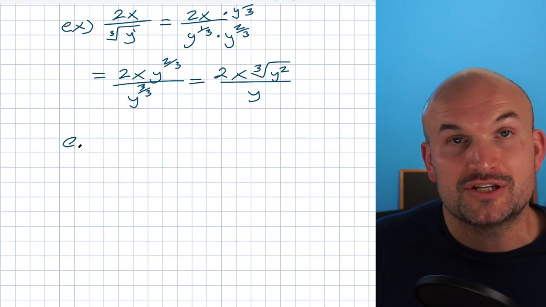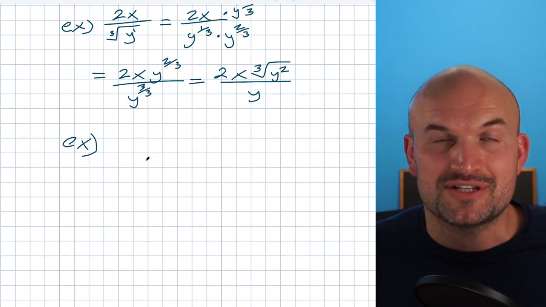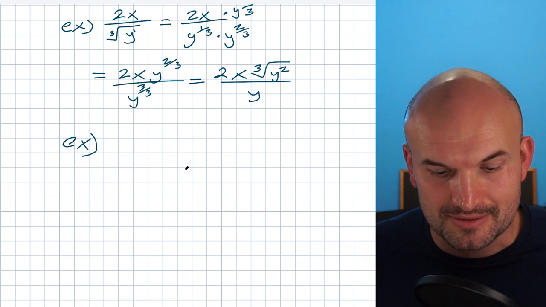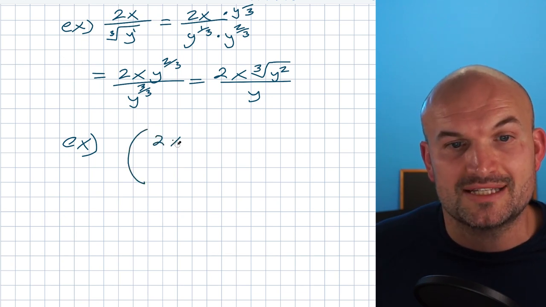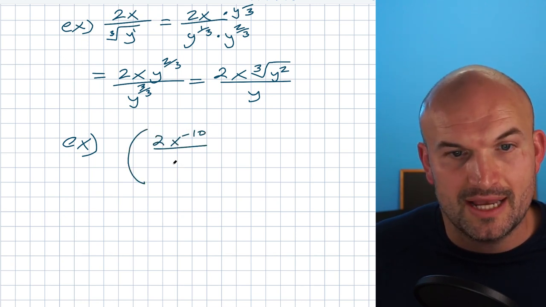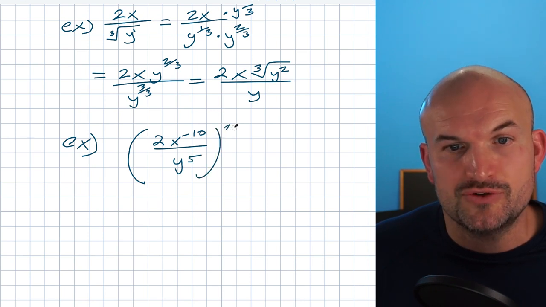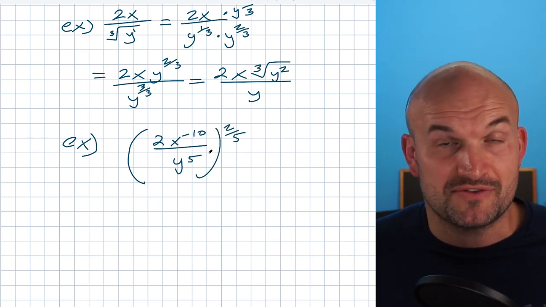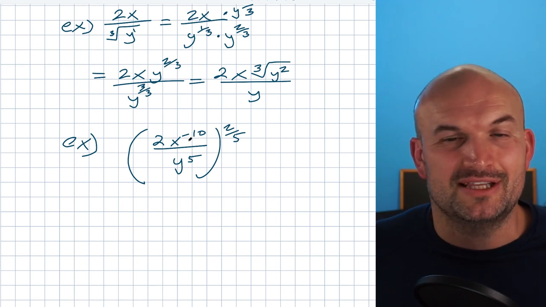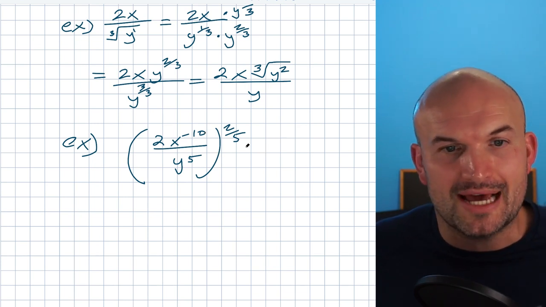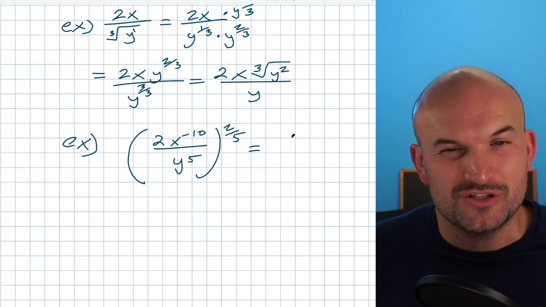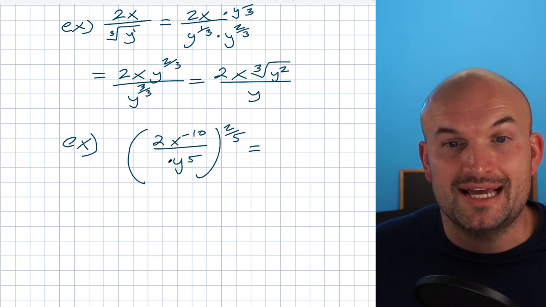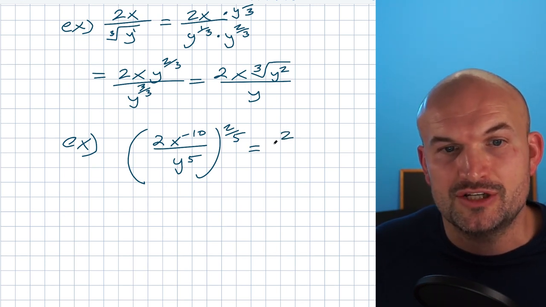And then sometimes you're actually going to have problems written as rational powers and you're not going to rewrite them as radicals. So for example, what if I had 2x to the negative 10th divided by y to the fifth, all raised to the 2/5 power? Now you could convert these into radicals if you really wanted to, but again, let's just simplify this using the rules of exponents. What I like to do is always get rid of my negative powers first. So I can do that by putting that in my denominator. So then I really have 2 divided by x to the 10th, y to the fifth, raised to the 2/5 power.